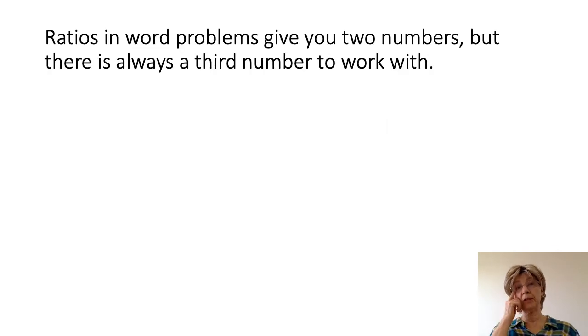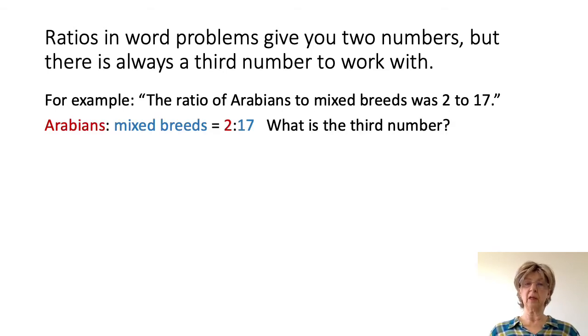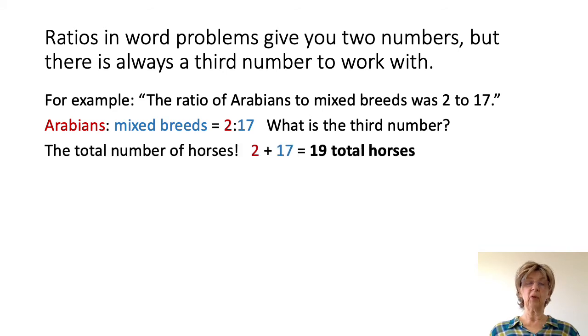Ratios in word problems give you two numbers to work with, but there is always a third number. For example, the ratio of Arabians to mixed breeds was 2 to 17. Arabians to mixed breeds equals 2 to 17. What is the third number? Well, it's the total number of horses, the number of horses in the herd. And you get that number by adding the Arabians plus the mixed breeds. 2 plus 17 equals 19 total horses.